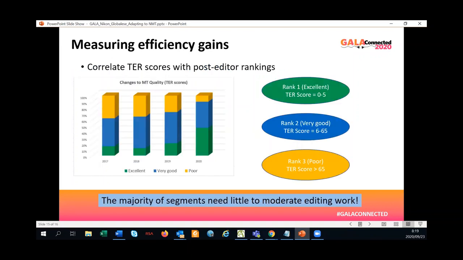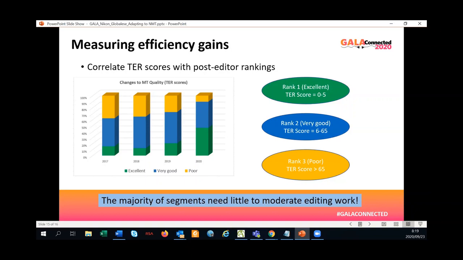And then what we did was we took those scores, and for anything that we did that simple post-editor evaluation on, we also calculated TER scores for all those segments. And we correlated the TER scores with those post-editor rankings to get a rough correlation. We found that when it was rank 1, the TER score was typically between 0 and 5. Rank 2s were anything between 6 and 65 for TER score. And for rank 3, the TER score was anything 65 or above.